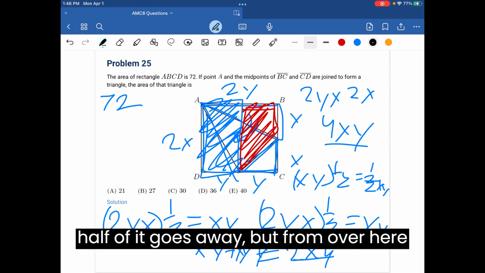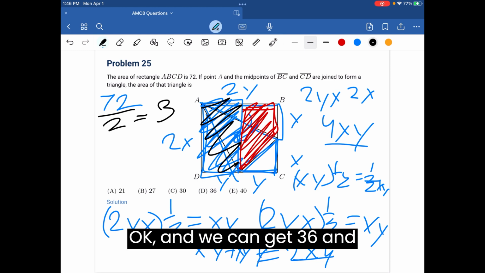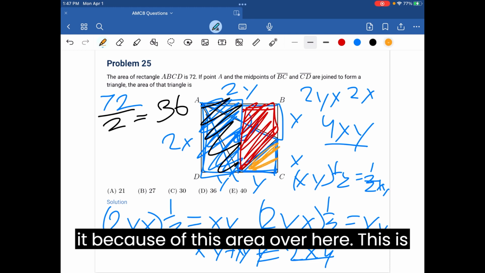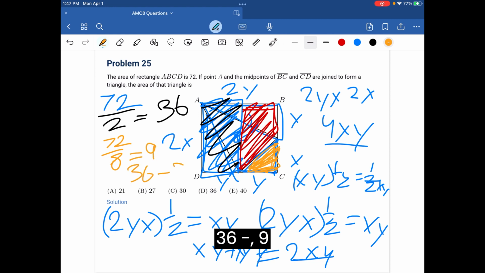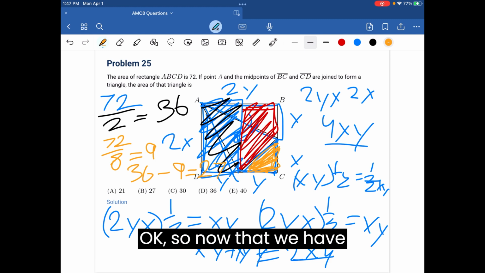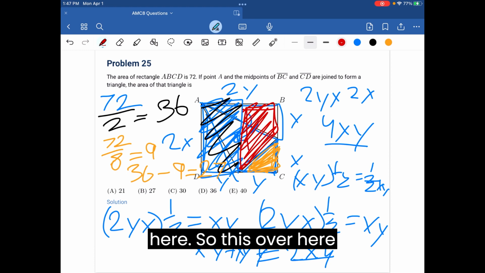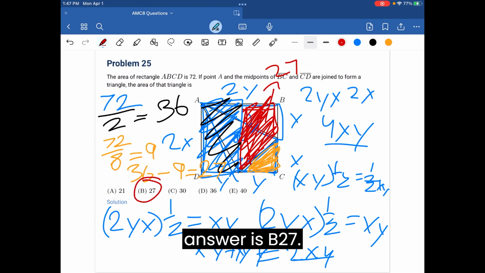Since half of it goes away from over here, we can do 72 divided by 2, and we get 36. And now we need to remove an eighth more of it because of this area over here. This is 1/8 of the entire thing, so we have to remove that. So 72 divided by 8 is 9. So we do 36 minus 9, and we get 27. So now that we have 27, that's going to be our red area over here. So this over here is equal to 27. So our answer is B, 27.